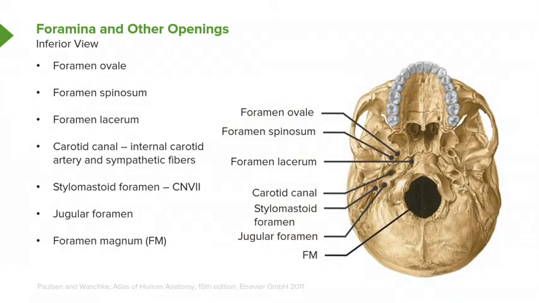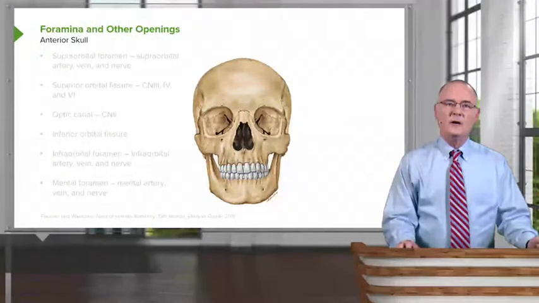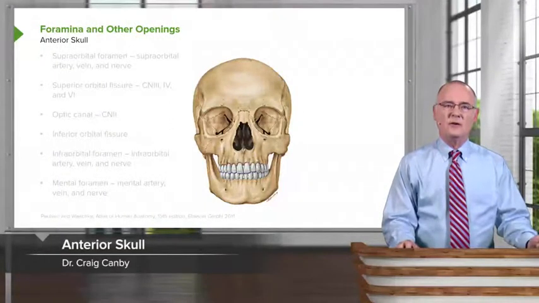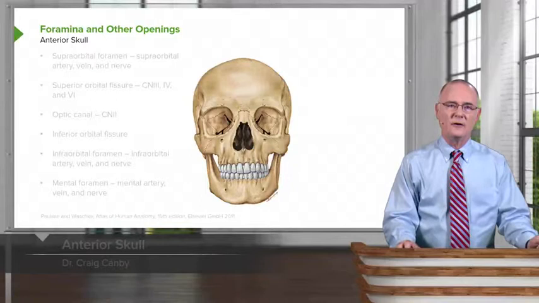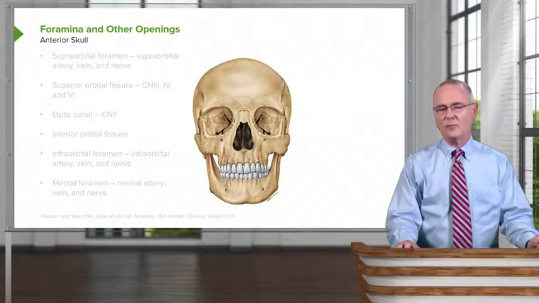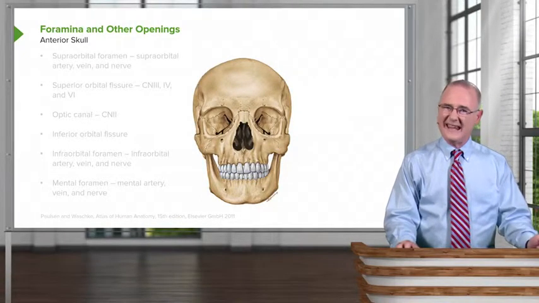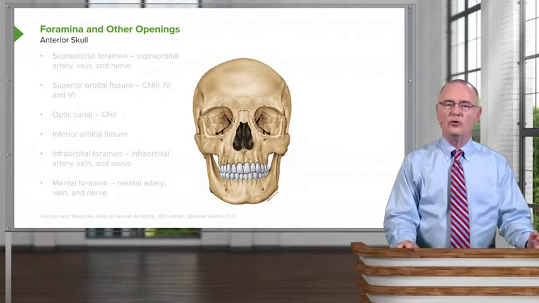And then this particular slide shows all the openings that we just walked through on a single side. And you can appreciate the relationships then of these various openings to one another. Here we're looking at an anterior view of the skull, and there are various foramina and other openings associated with the anterior skull. These will be all new openings that we haven't seen before.